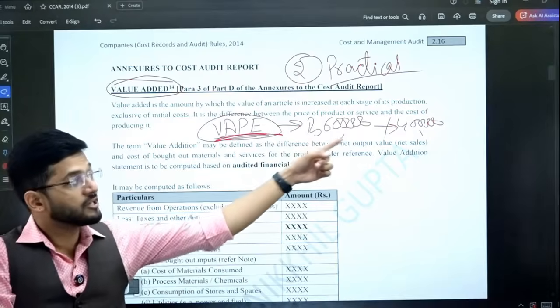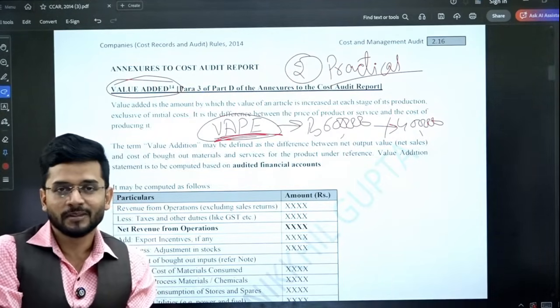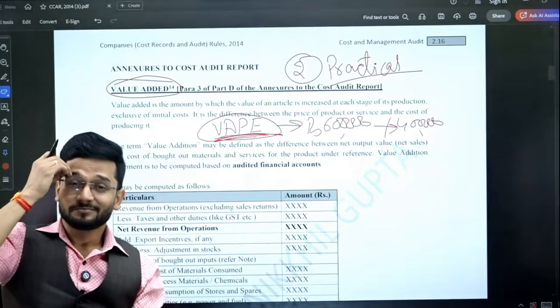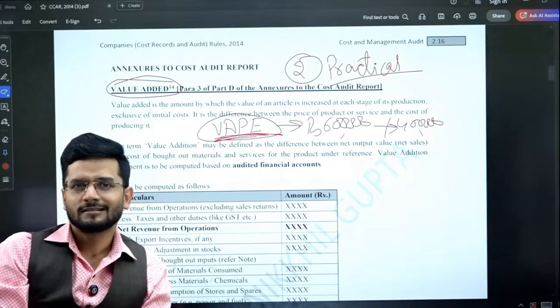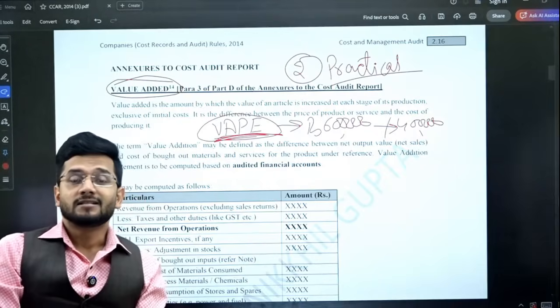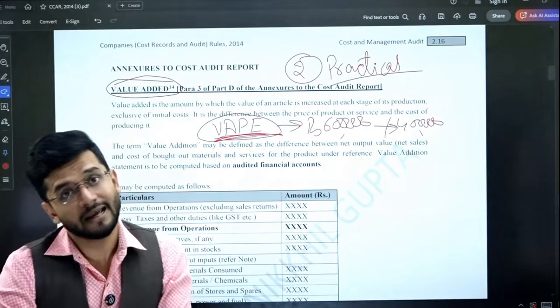Of course, the entire value addition cannot be given away to the employees. But at least some can be shared. Out of 2 lakh, at least 75,000 can be shared with the employees. That's the idea. That is the background behind computing VAPE, or value addition per employee.